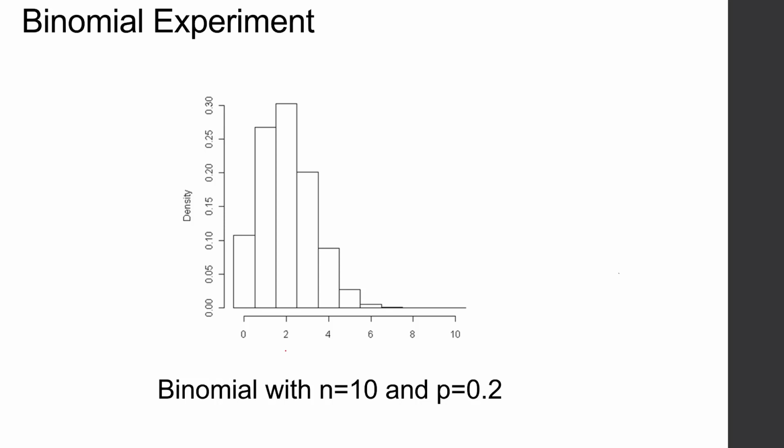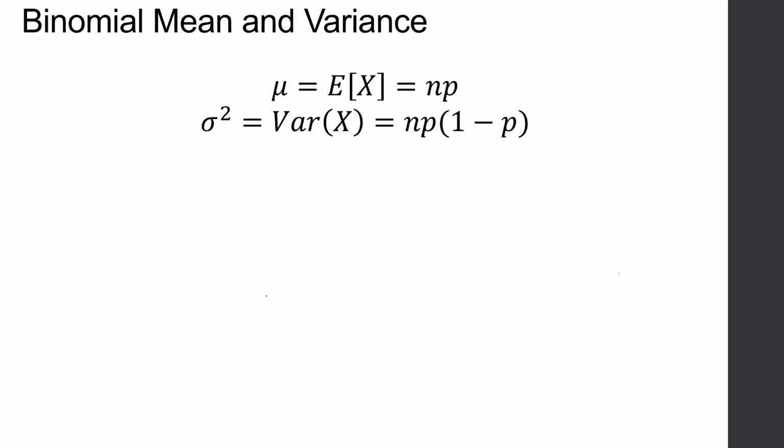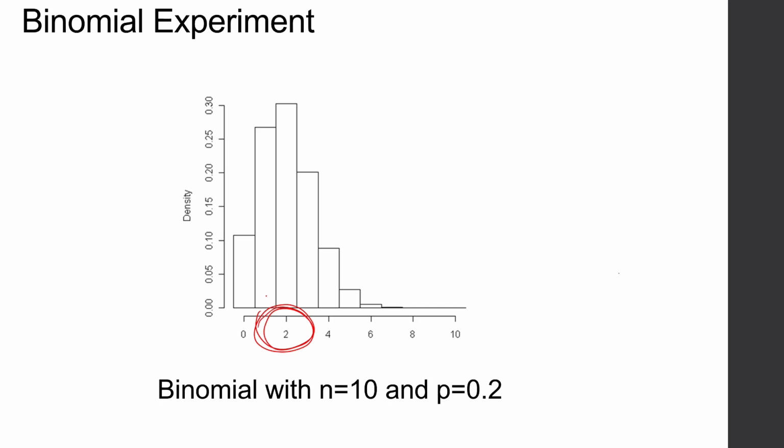So you can see that the mass is located right here around 2, because you can imagine that we would expect 2 successes out of 10 trials if the probability of a success is 0.2. All right, so we could calculate the mean and variance of this discrete random variable using our old formula, right? The ones you just learned.